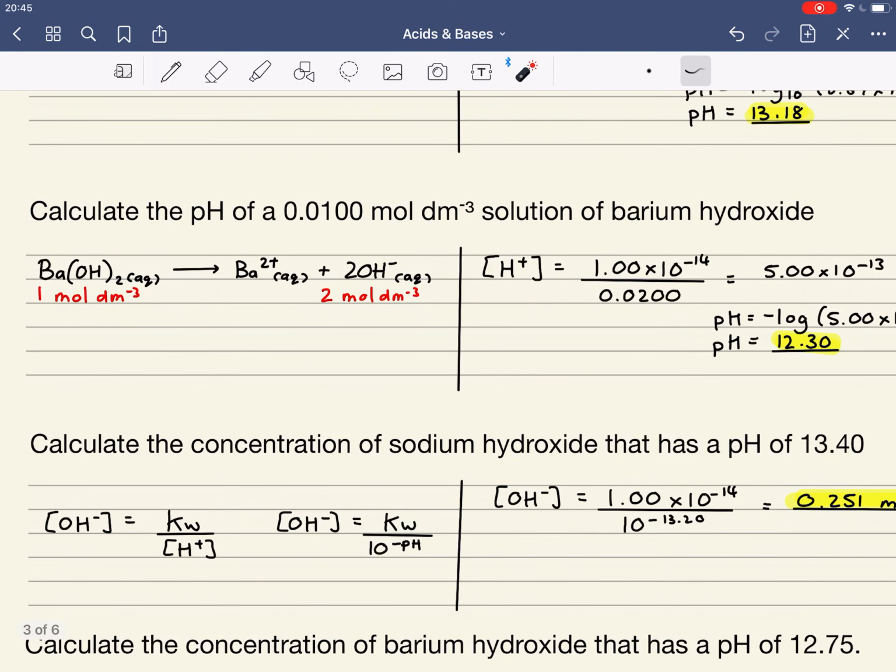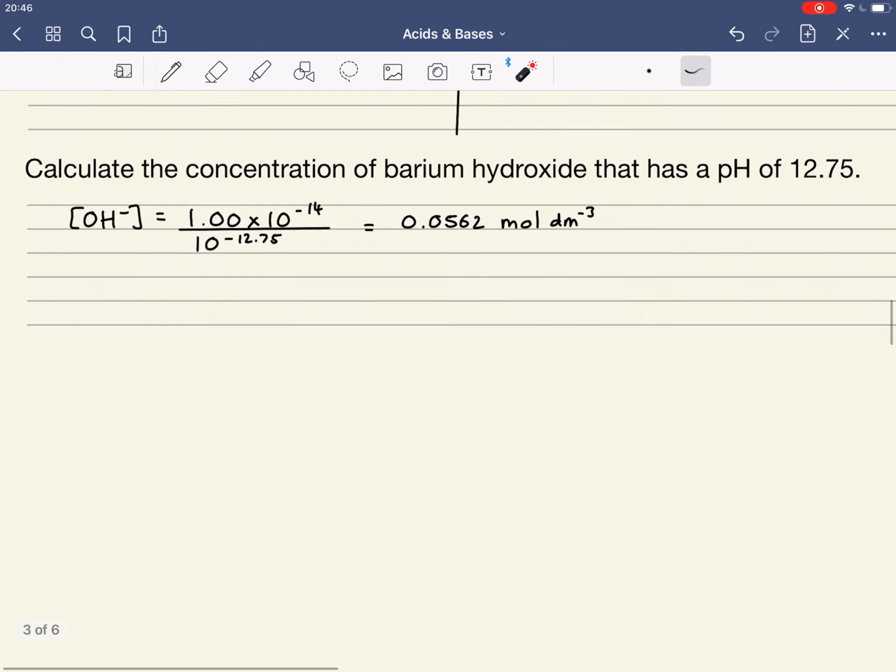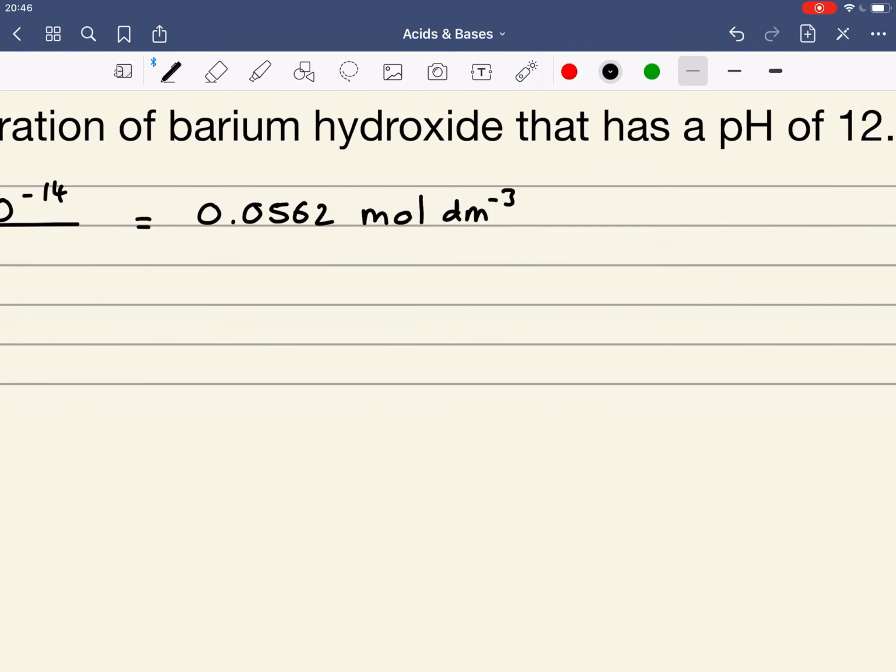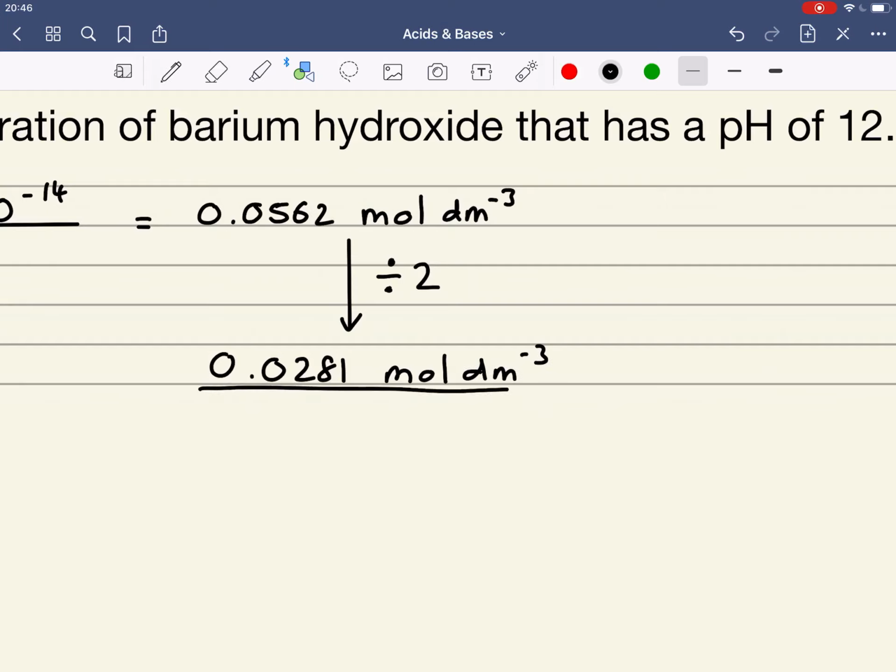But remember, this is my hydroxide ion concentration, and if we go back here, my barium hydroxide concentration is going to be half my hydroxide ion concentration. So if I want my barium hydroxide concentration, I would divide this answer by 2, and it gives me an answer of 0.0281 moles per decimetre. And that there would be my answer.